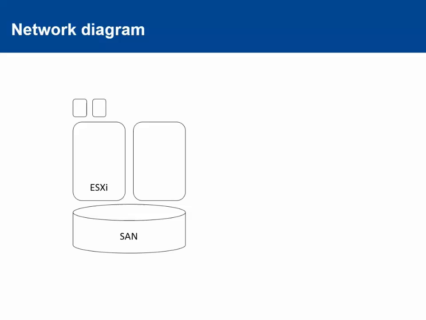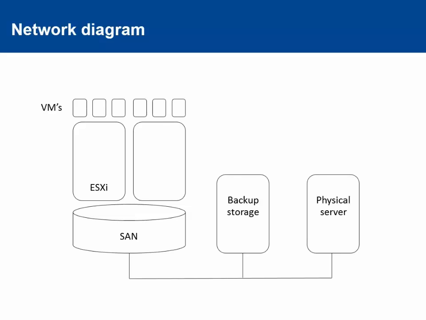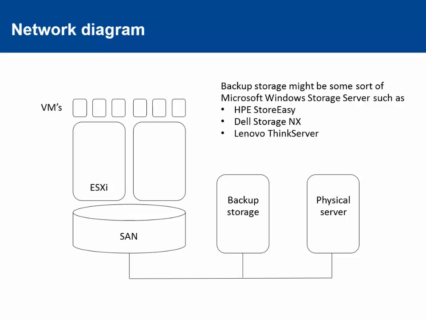So let's take a look at a network diagram here. We've got a SAN, a couple of VMware hosts, a bunch of VMs, some backup storage, and a physical server. Pretty straightforward. It might consist of additional hosts. It could be Hyper-V. It could be largely physical. It doesn't matter. It could even be other Tier 1 hypervisors such as Citrix Xen, Linux KVM, or Red Hat Enterprise Virtualization, for example.